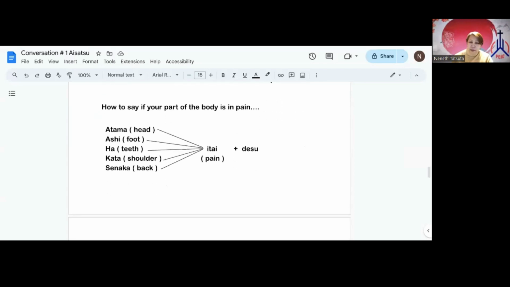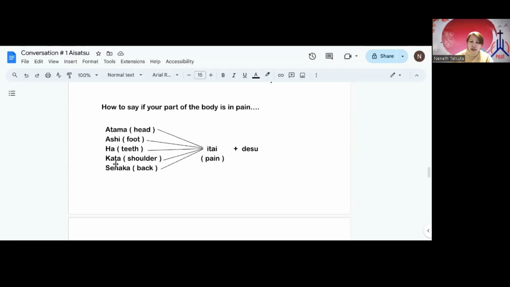If you have any other parts of your body which is in pain, like your feet, your foot is ashi, and then connect to itai desu: ashi itai desu. So we already understand that you have foot or feet pain. Or if it's about your teeth, in Japanese it is ha. If you have a toothache, ha ga itai desu.